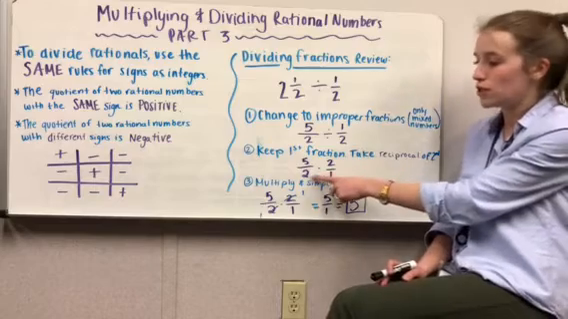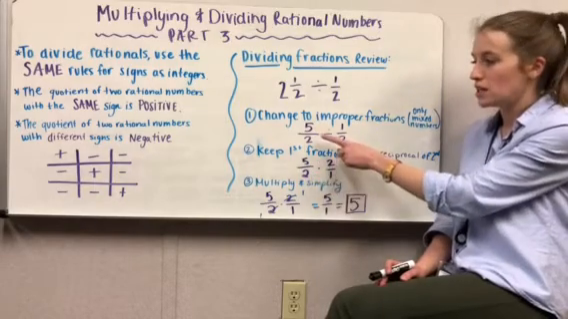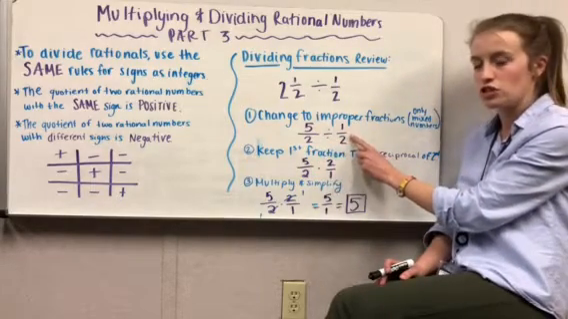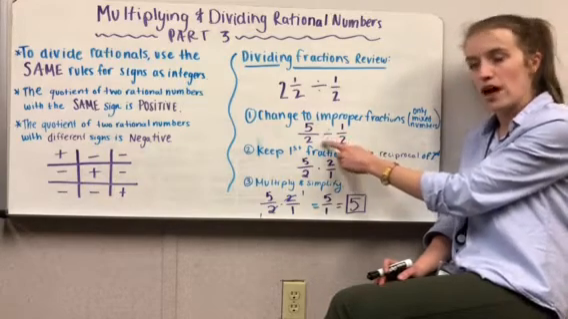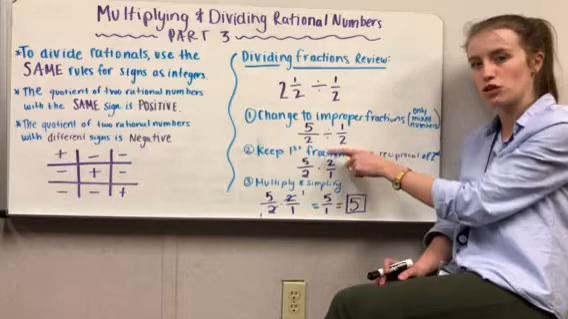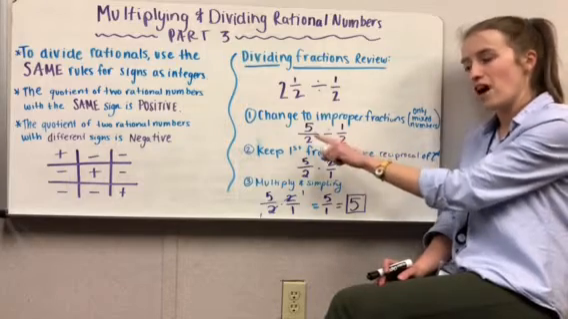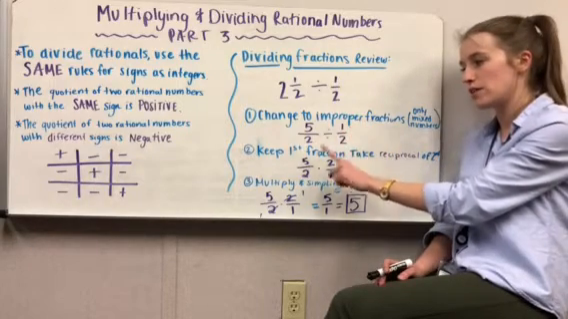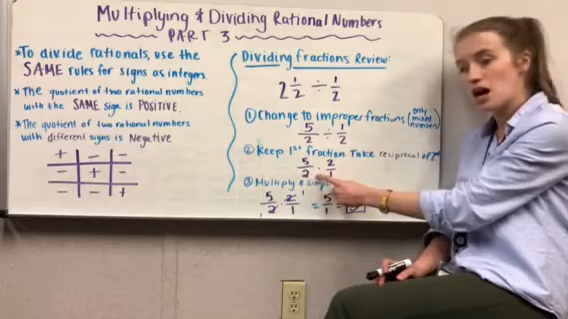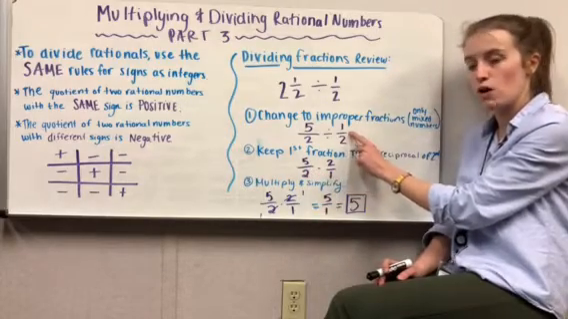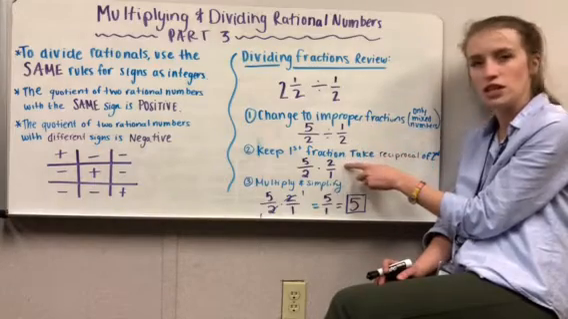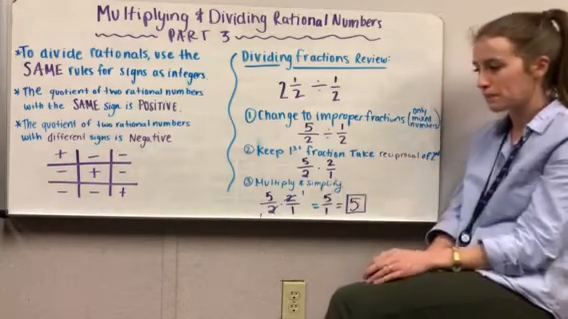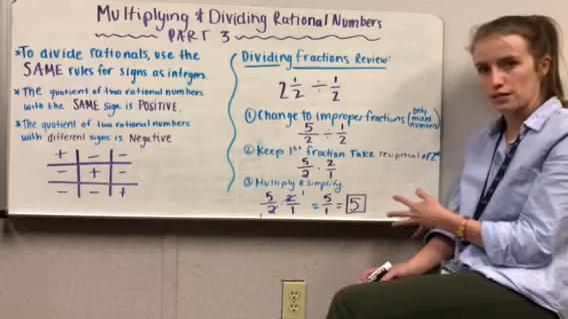Then we'll keep the first fraction the same. Division of fractions, though, is just like multiplication of the reciprocal. So dividing by a fraction is the same as multiplying by the reciprocal. 5/2 divided by 1/2 is the same as 5/2 times the reciprocal of 1/2. That means that I invert numerator and denominator to get 2/1. Now I can multiply and simplify.